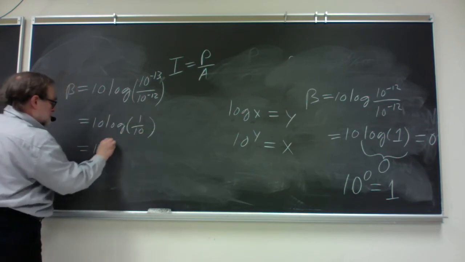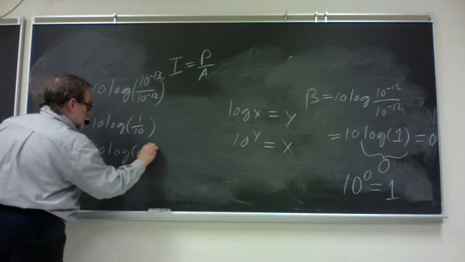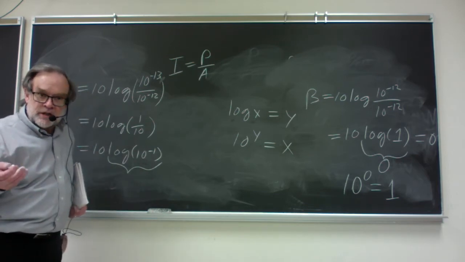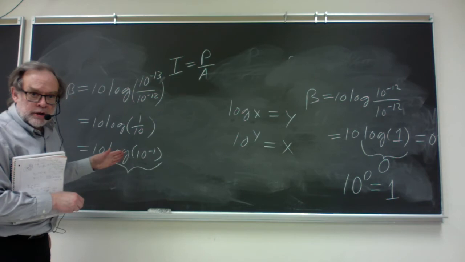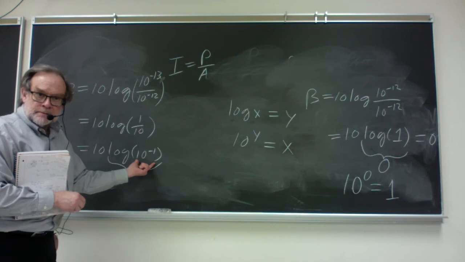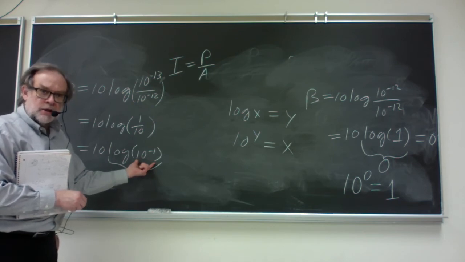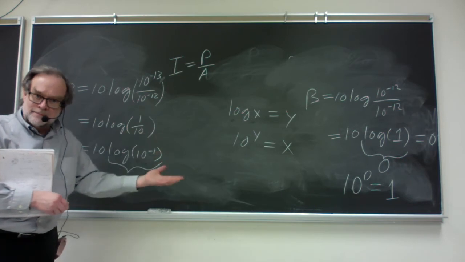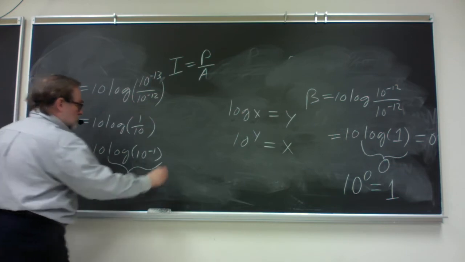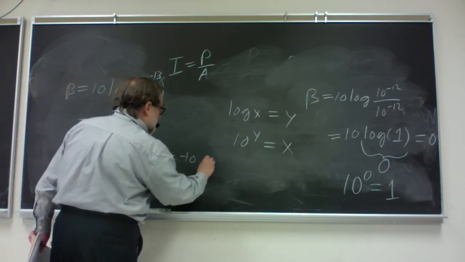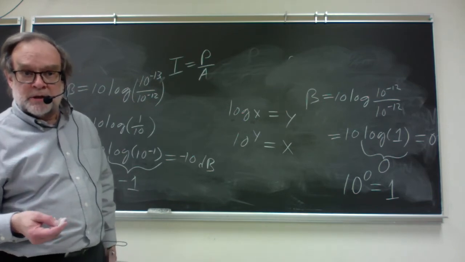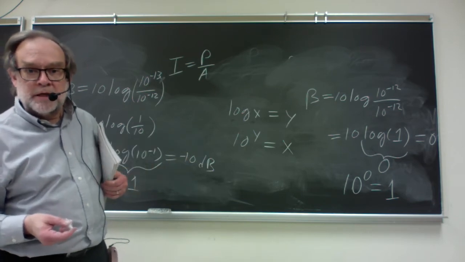Or 10 to the minus 1. And then what is the log of 10 to the minus 1? Log is an exponent. This log is the power to which we raise 10 in order to get that. So to what power must we raise 10 in order to get 10 to the minus 1? Minus 1. 10 times minus 1, minus 10 decibels. You can have negative numbers on the decibel scale.